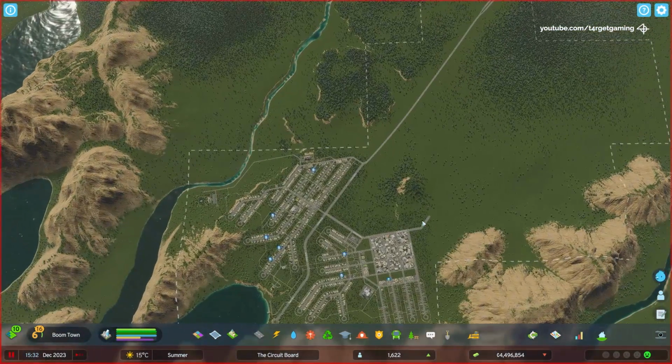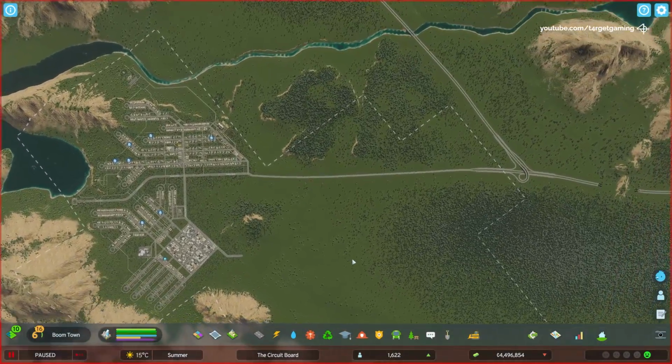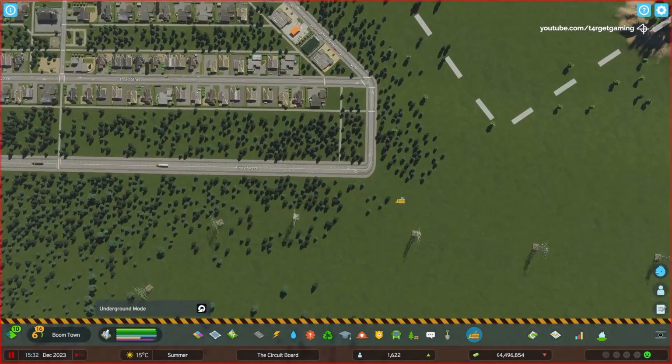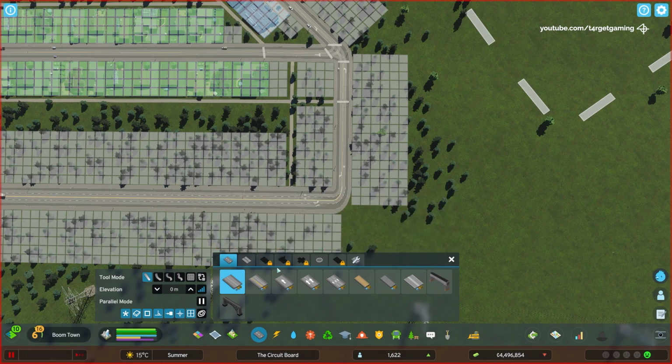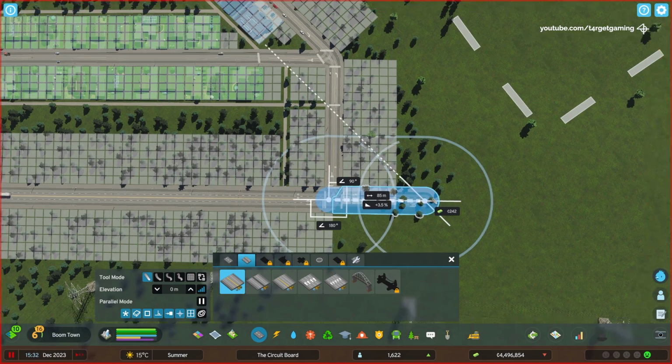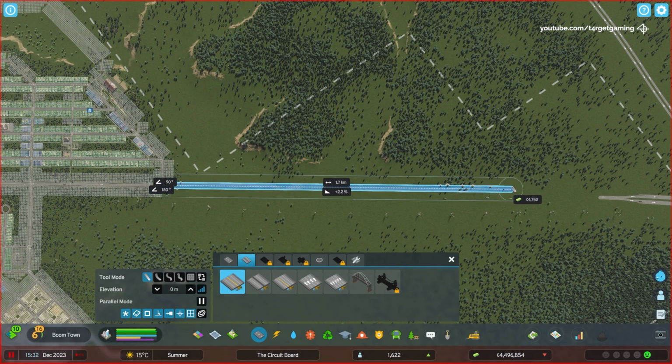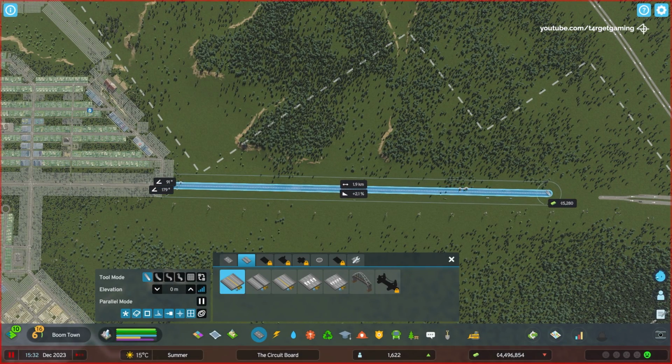Okay, and with this we can now start building on our highway. For that we need to bulldoze everything that we have built so far, so all the way until here. And now we can continue this road segment. For that I've been using the 4-lane road. That's the road that we can use for this section as well, even though we can upgrade it later to a highway.